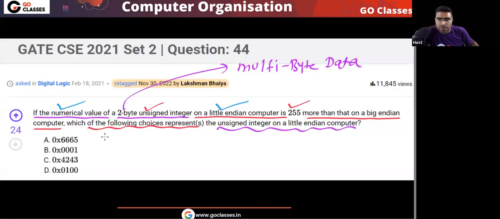Now, what is the next line? Which of the following choices represent the unsigned integer on a little Endian machine? All these options are actually on a little Endian machine. This is interesting. Is this your unsigned data? No. This is your unsigned data on a little Endian machine. All these options that are given to you are unsigned integers on a little Endian computer. Did you understand what I'm trying to tell you?